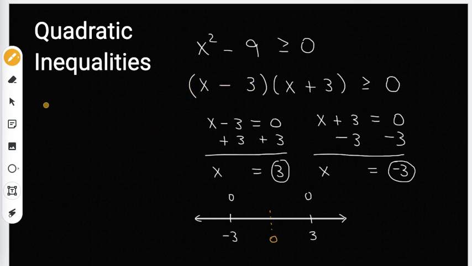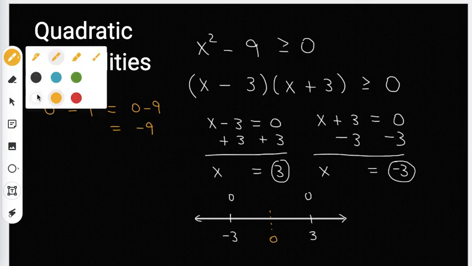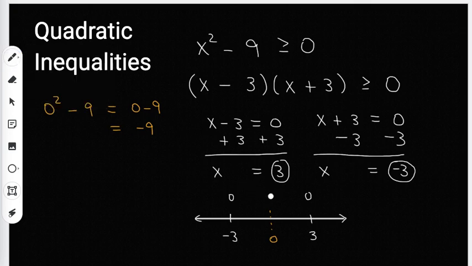If I do that, I get 0 squared minus 9 if I plug that into this top inequality. And when I do that, I get 0 squared, which is 0, and 0 minus 9 is negative 9. That's a negative number. So I'm going to put a negative sign right here on the interval.